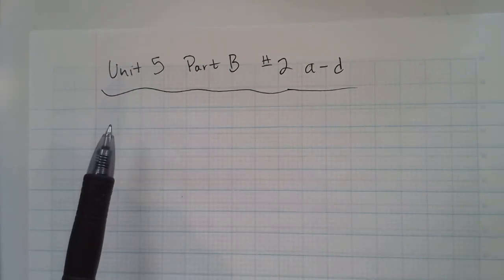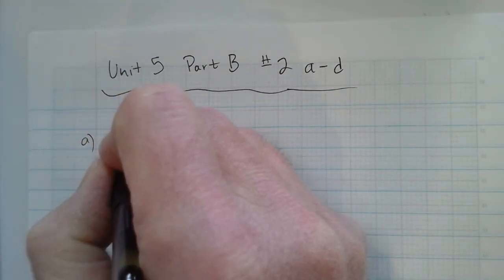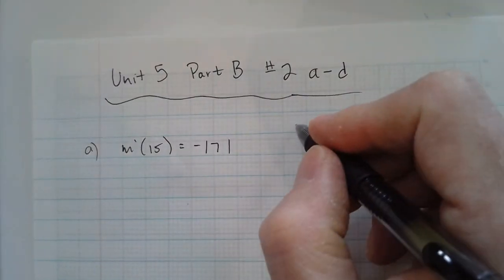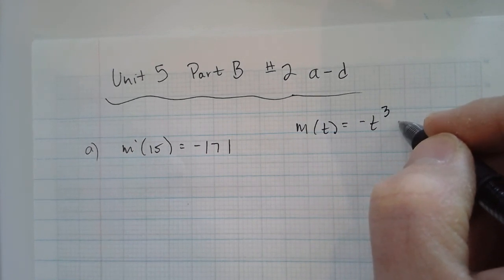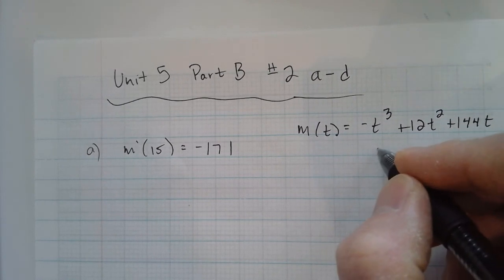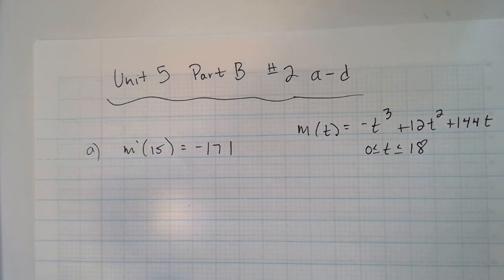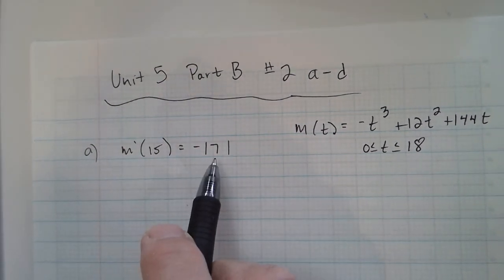Four parts of it. Part A says to give correct units and interpret the meaning of M prime of 15 equals negative 171. M is negative t cubed plus 12t squared plus 144t, and t is between 0 and 18. So the number of mosquitoes on the field after major rainfall is modeled by that. T is the number of days after the rainfall ended. So what does M prime of 15 equals negative 171 mean?